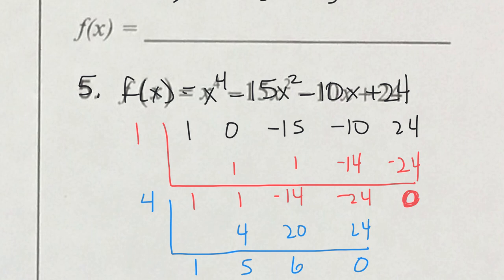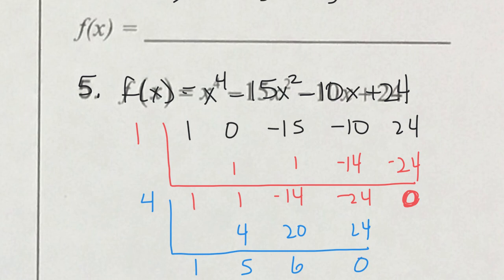So when we remember to put a 0 in for the x cubed term, there's no x cubed here, so we have a 0. We find that +1 is in fact an x value that gives you 0 as your remainder. So then we use 1, 1, minus 14, and minus 24 with some of the other options. So we pick 4, and we find that 4 also gives you a 0 for your remainder.